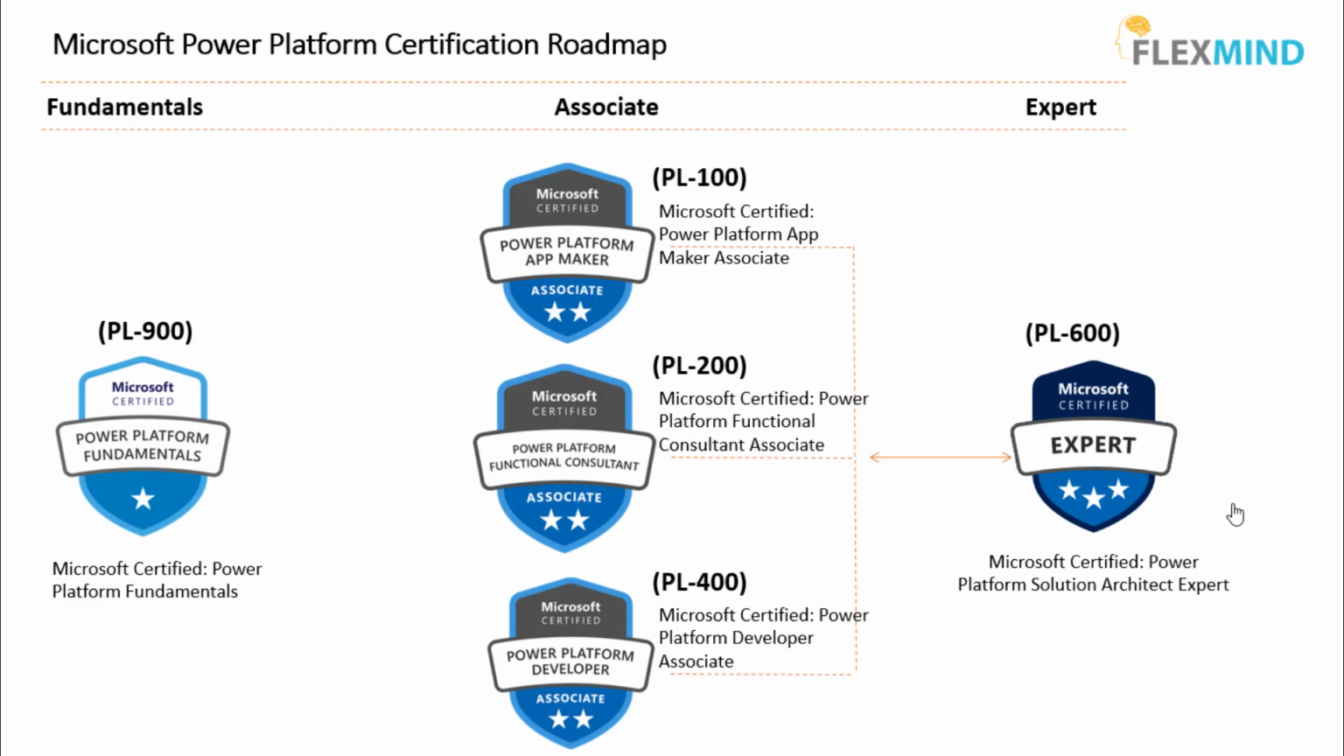Please understand that each of these certifications is separate, and you can pursue one of these. There's no interdependency that you need to have PL 100 or PL 200 together. These are all individual certifications, and then in the third level of expertise you have PL 600. If you pass one of the associate exams, that is PL 100, PL 200 or PL 400, and in the next step you pass PL 600, then you become Microsoft Certified Power Platform Solution Architect Expert. Let's understand each of these certifications one by one.